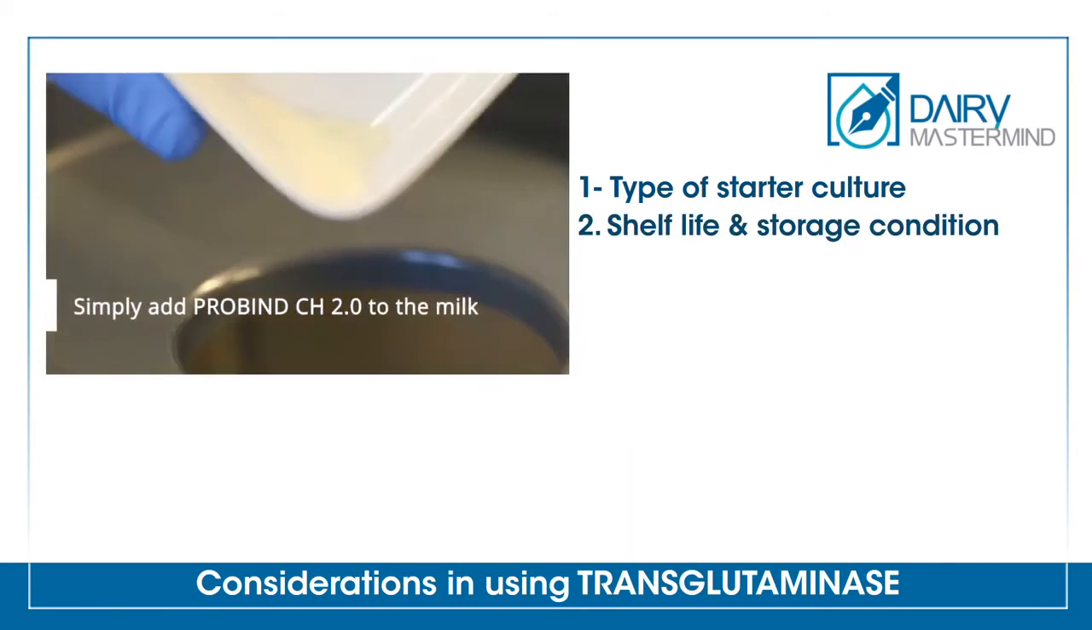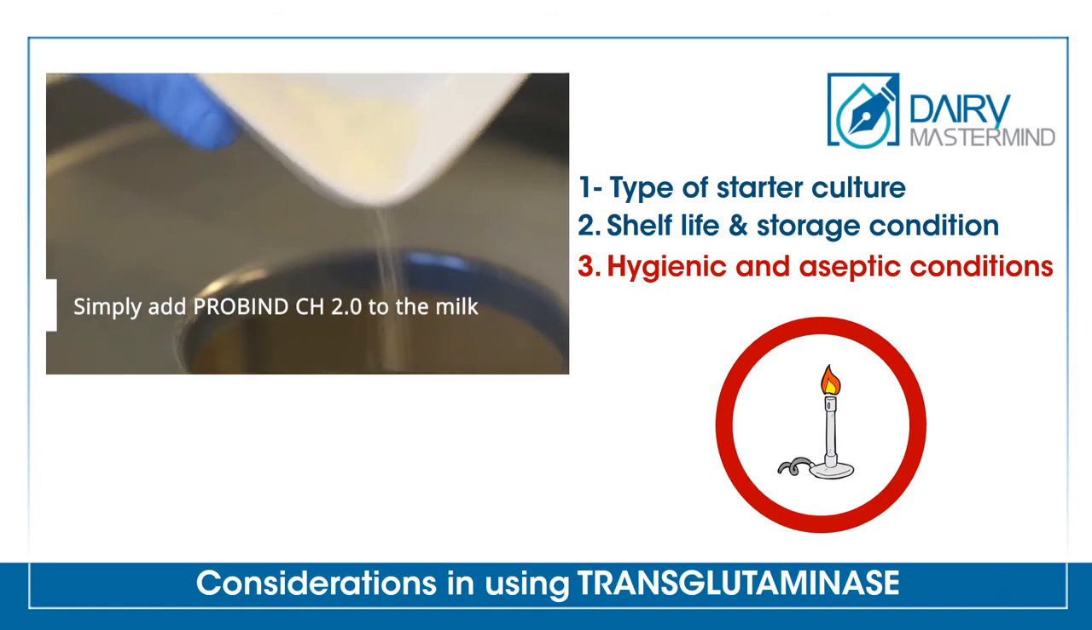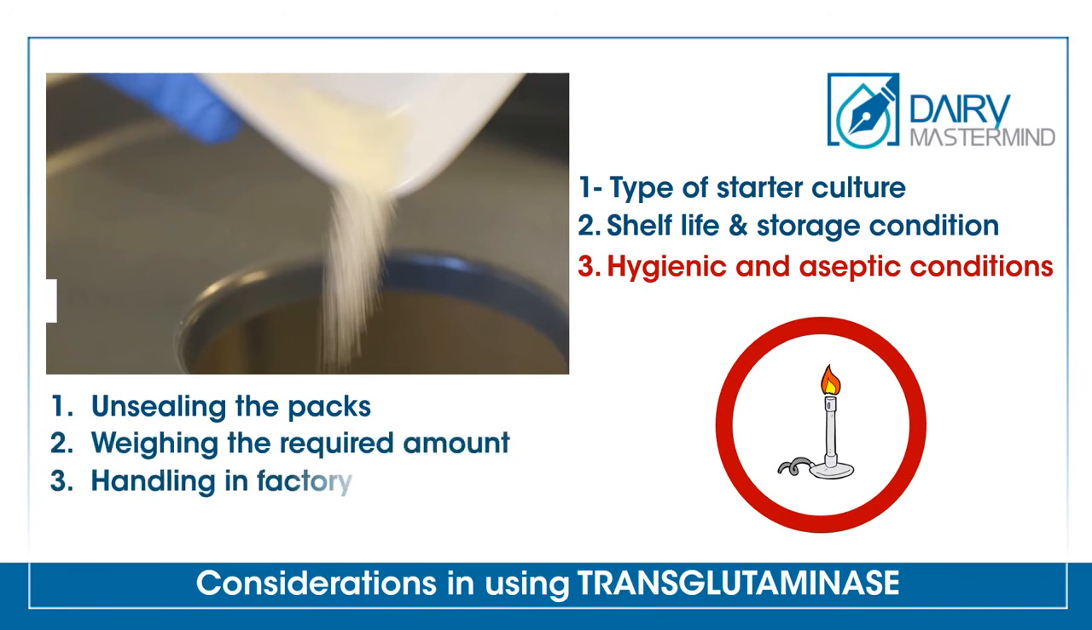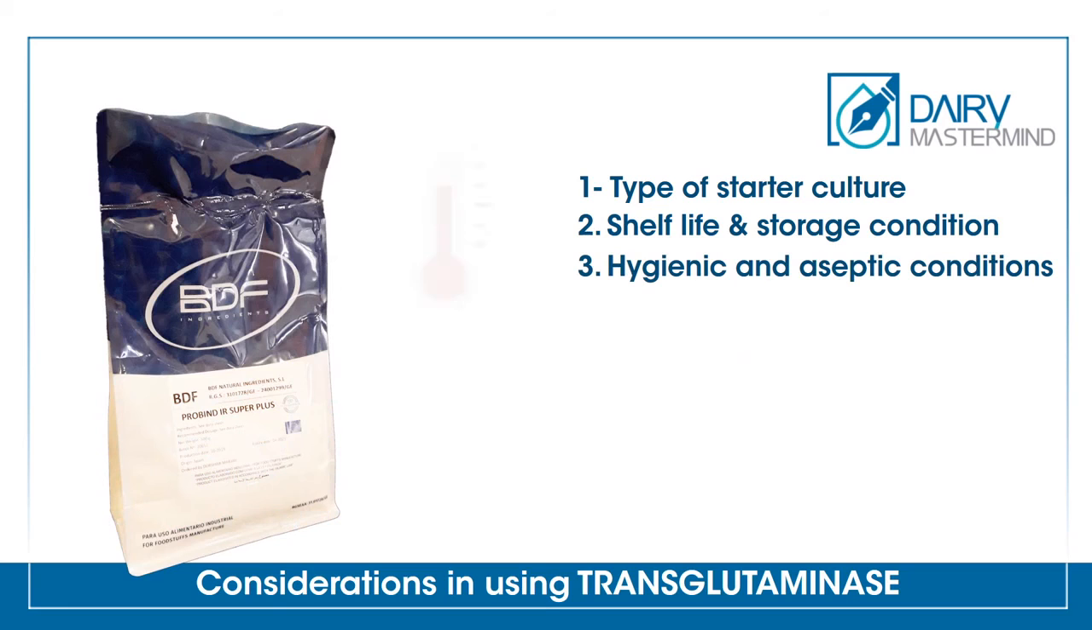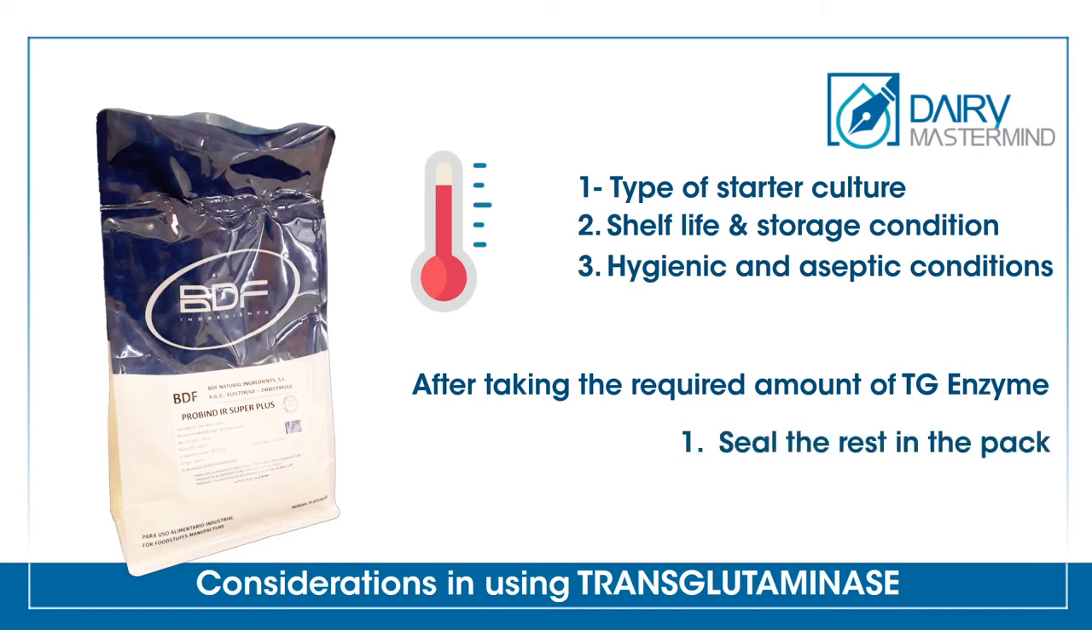To prevent cross-contamination, hygienic and aseptic conditions must be considered in the 4 steps below when using TG enzyme. Number 1. Unsealing the packs. Number 2. Weighing the required amount. Number 3. Handling in the factory. Number 4. Adding TG enzyme in the production line. A hermetic pack could be kept at ambient temperature. After unsealing and taking the required amount of TG enzyme, seal the rest in the pack to cause minimum exposure to oxygen, keep it frozen, and use it as soon as possible.